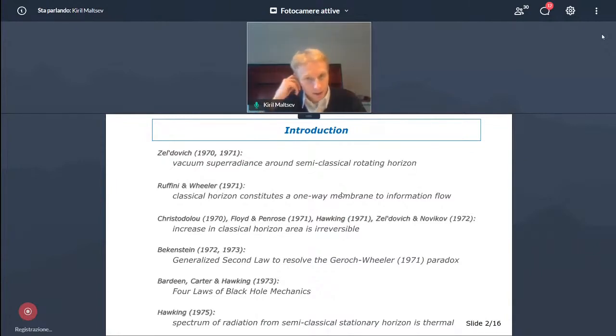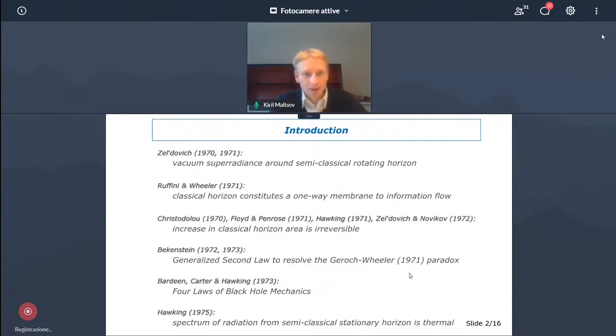In a series of papers in some of these years, it has also been shown that an increase in classical horizon area is irreversible. In other words, once the horizon has grown, it cannot decrease back to its previous smaller state. Wittgenstein, 1972, then proposed the generalized second law to resolve the Dirac-Wheeler paradox, which addressed the question of what happens to a thermodynamic system such as matter radiation once it crosses the event horizon, and how to deal with conservation of thermodynamic properties.